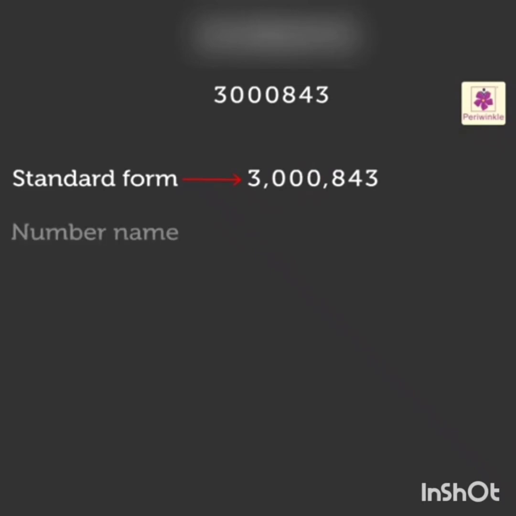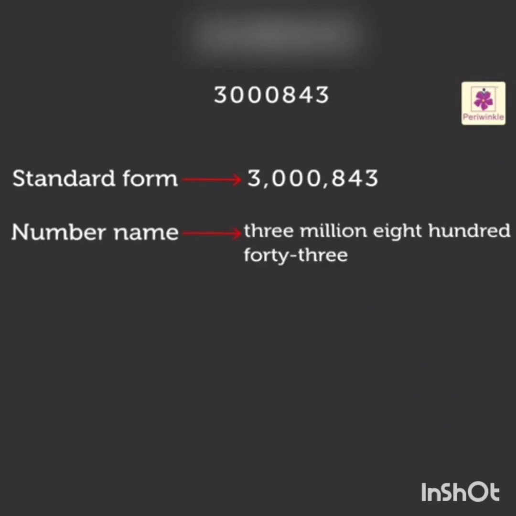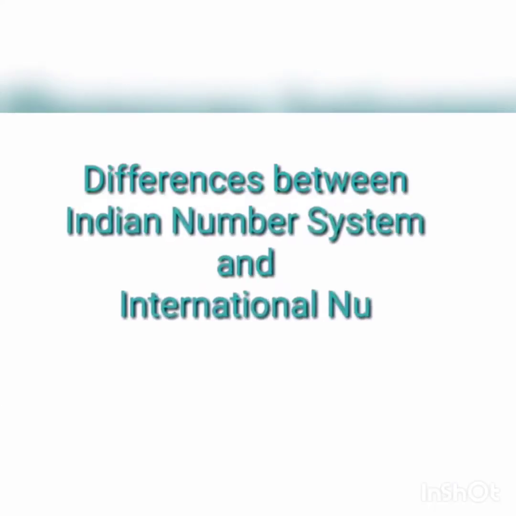Just try one more example. We write this number in standard form as 3,843,000. We read this number as 3,843,000. Did you notice here? We did not read the place value of the zeros, but we did write them to show the place value. Its number name is three million eight hundred forty-three thousand.